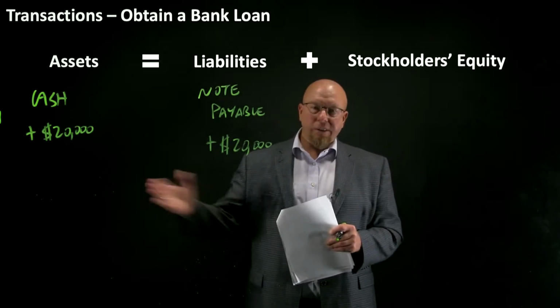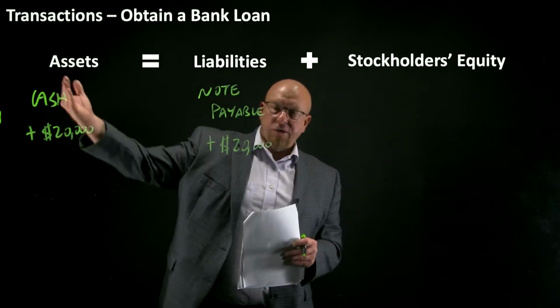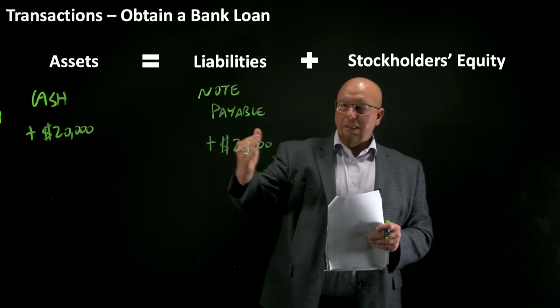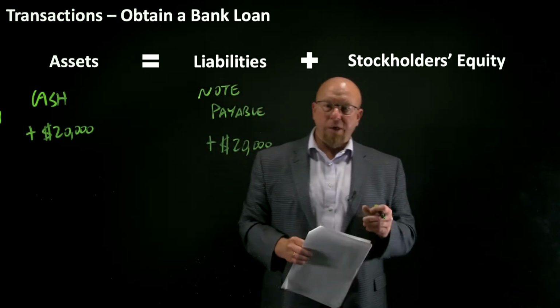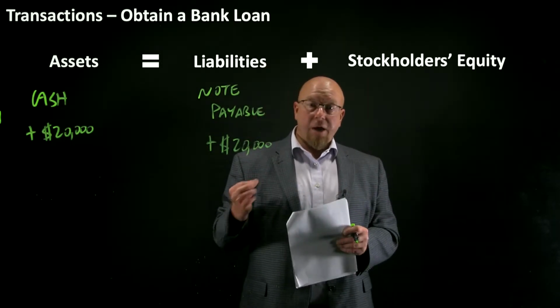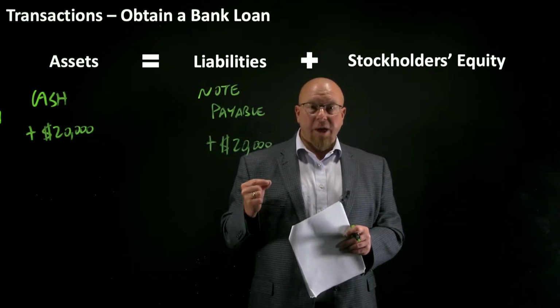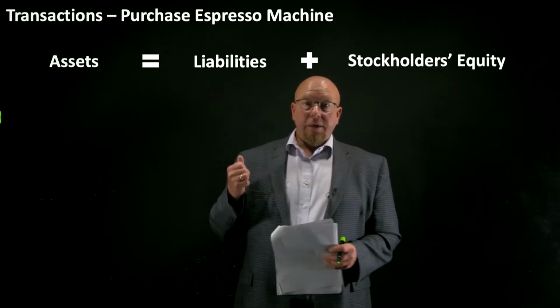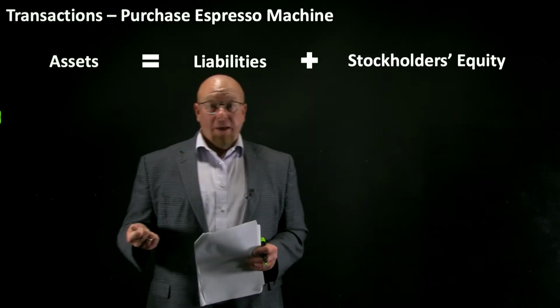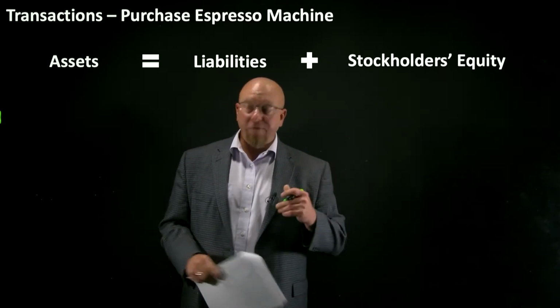But what you're seeing here is still the accounting equation stays in balance. Asset called cash increases by $20,000. A liability called notes payable or note payable increases by $20,000. And now the company has an extra $20,000 in the bank. It can start to buy some of the other things that it needs in order to open for business. Now we have a little bit extra money from the bank, actually a lot of extra money, and we can start to invest in the rest of our infrastructure.